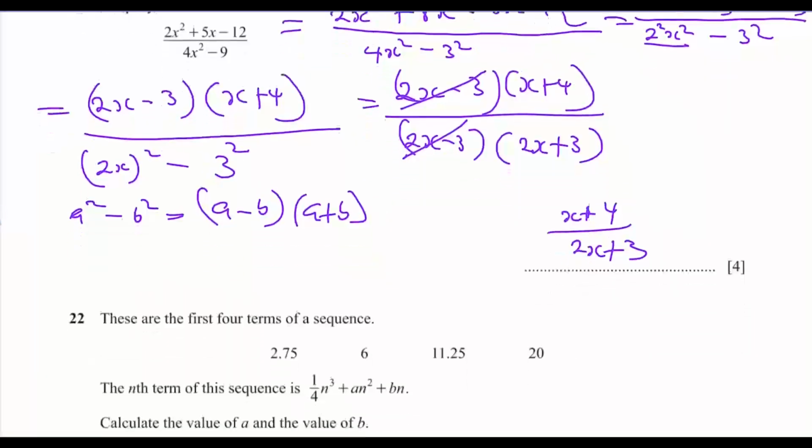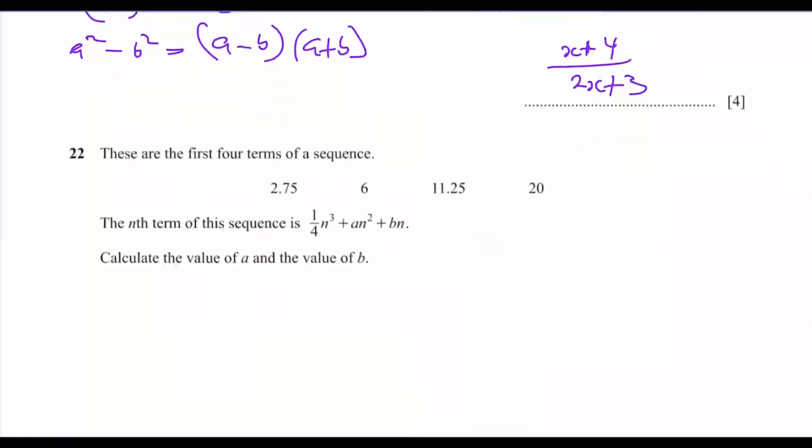So the next question is question 22. These are the first 4 terms of a sequence: 2.75, 6, 11.25, and 20. The nth term of this sequence is given as this. Then calculate the value of a and the value of b. So from the given sequence, we can get the values of a and b respectively by using this and this, to use the whole number.